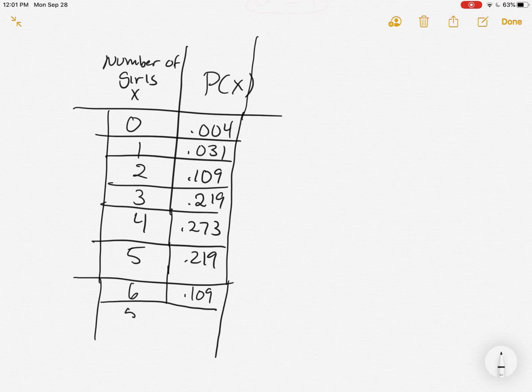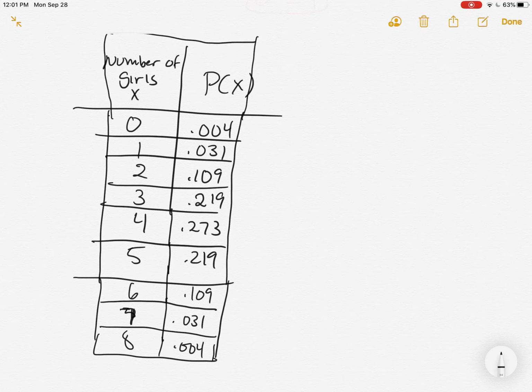0.109, 7 girls is back down to 0.031, and 8 girls, and 8 births is 0.004. So that's 8 children being born, and this is the probability distribution. Sorry, it looks a little wonky.